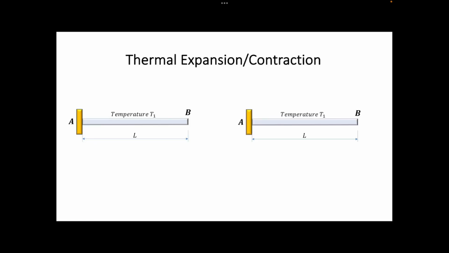To start, let us consider two scenarios for a uniform bar on the screen, which has a horizontal length of L and is supported by a fixed support at one end. Suppose in the first scenario on the left side, we will increase the temperature, and in the second scenario on the right side, we will decrease the temperature within the body of the bar. The following is what will happen.